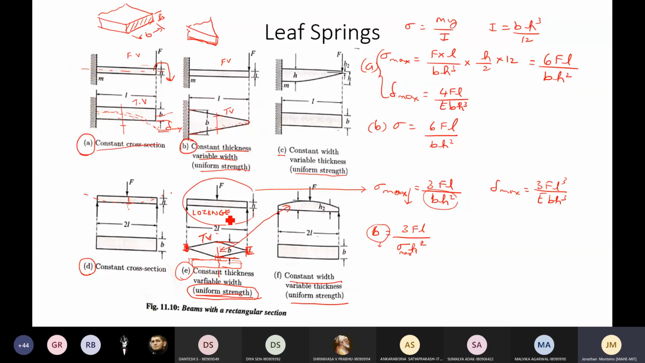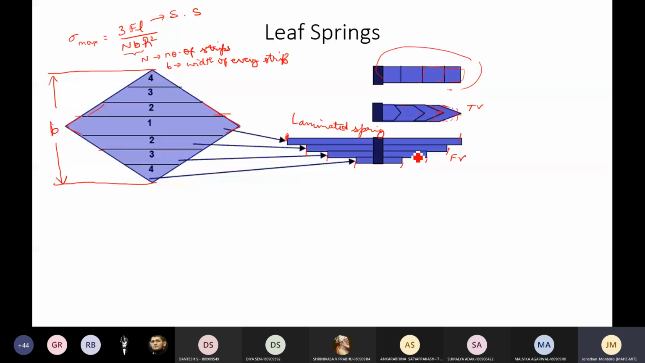Manufacturing-wise also, it is very impractical to have one single plate, uniform width, with the varying cross section. It is a very tedious process. And one other thing: suppose this breaks. Practically speaking, if there is one fracture here, the entire spring is gone. Whereas in laminated springs, even if one fails, of course we will not get 100% of the spring action, it will not take 100% of the weight, but for the time being it will certainly handle some kind of load until it is replaced.